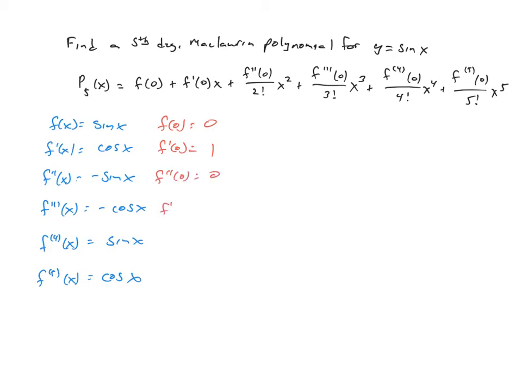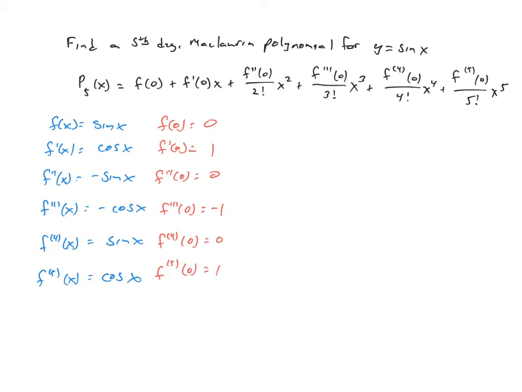The third derivative is going to be, in this case, negative 1. The fourth derivative is going to be 0. And finally, the fifth derivative is going to be positive 1.